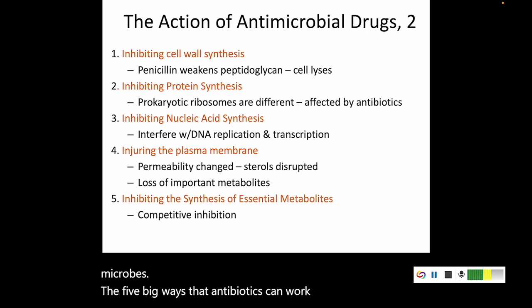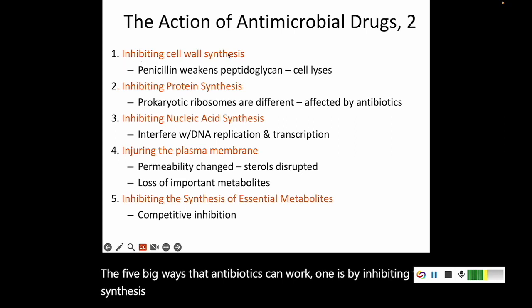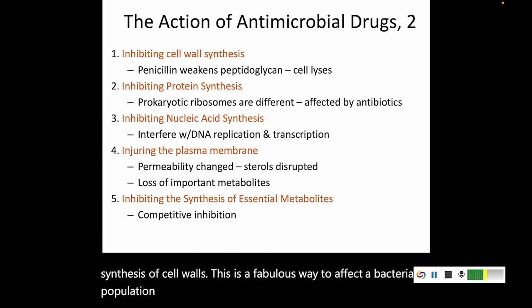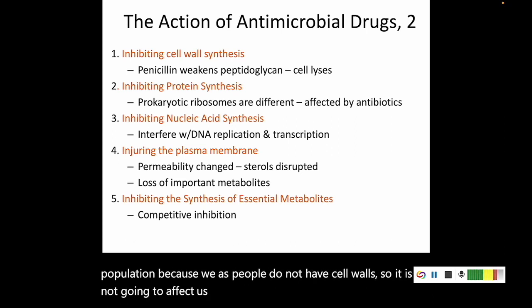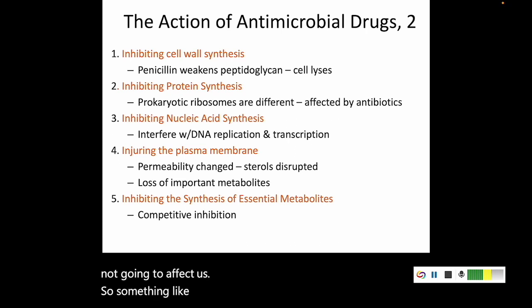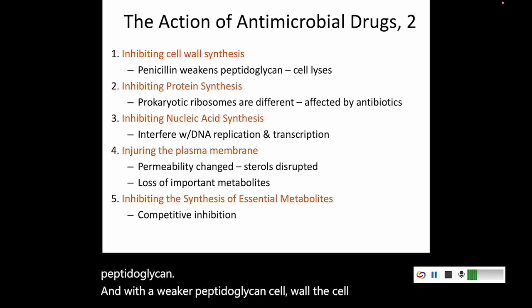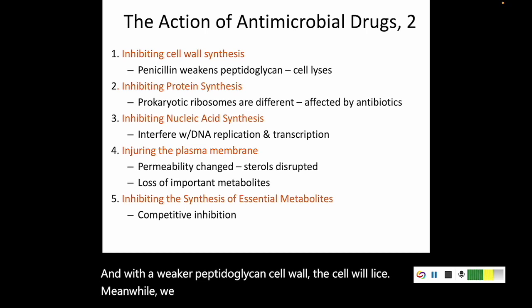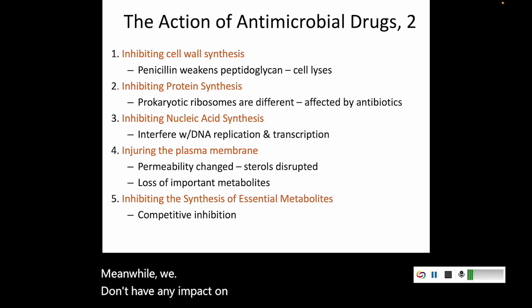One is by inhibiting the synthesis of cell walls. This is a fabulous way to affect a bacterial population because we as people do not have cell walls. So it is not going to affect us. So something like penicillin is able to weaken those crosslinks in peptidoglycan. And with a weaker peptidoglycan cell wall, the cell will lyse. Meanwhile, we don't have any impact on our cells.